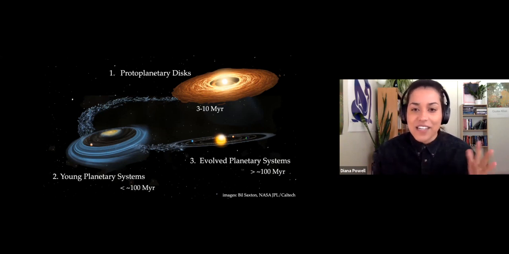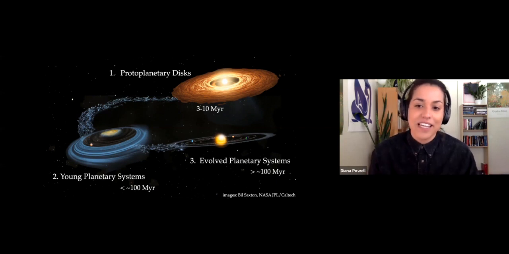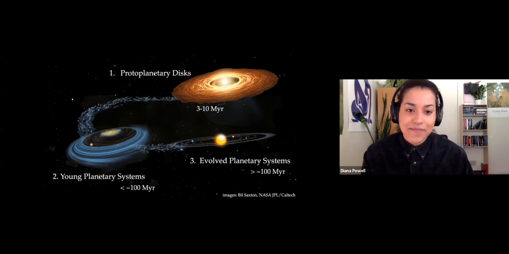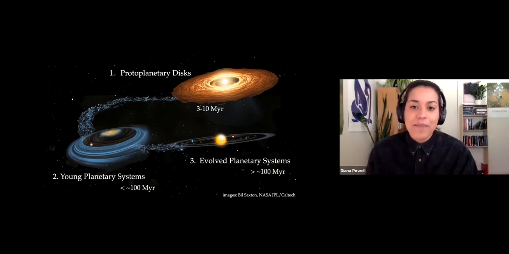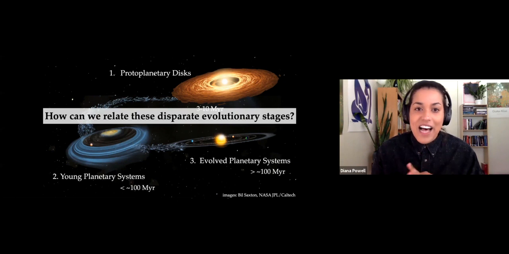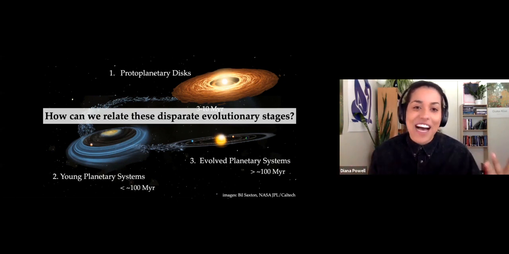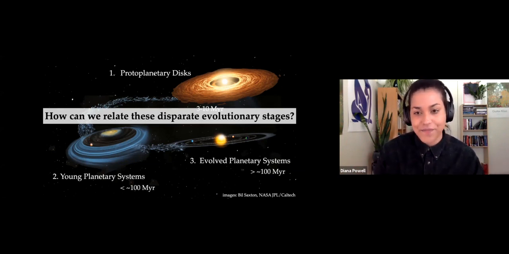The second stage is not usually included in diagrams like this, but I'm doing so because it represents a distinct observational stage with unique signatures and observing strategies. And then as time progresses, the planetary system will evolve. Many of the gas giant planets, if they're present, will cool. Planets will find relatively stable orbits, and the planetary atmospheres will evolve. Okay, so this is the general picture. But what I really want to know is how can we relate these disparate evolutionary stages to learn more about the formation, evolution, and nature of the full complement of planetary systems.